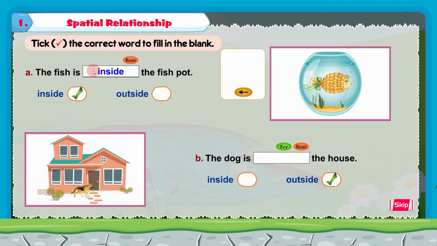The fish is inside the fish pot. The dog is outside the house.